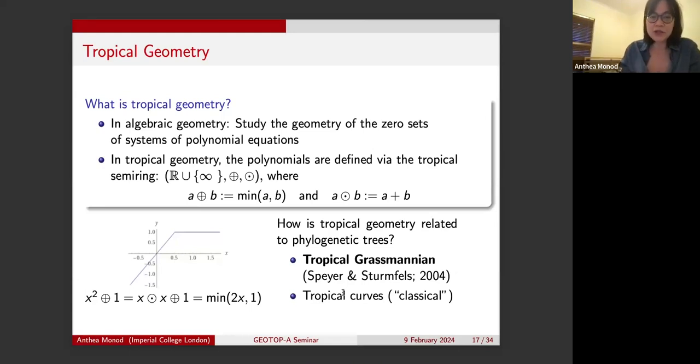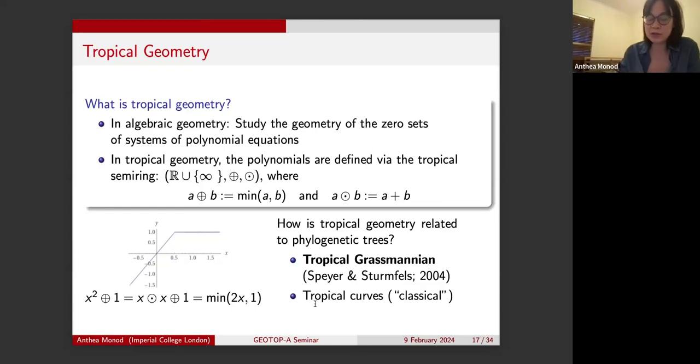Using these two operations, you can define functions and polynomials. Here's an example of a tropical polynomial: x squared plus 1 looks like this. Because you have these operations, they're linearizing. It's just giving you the minimum between 2x and 1. And how do we care? How is tropical geometry related to phylogenetic trees? It turns out that they're related by this really elegant result by Bernd Sturmfels and David Speyer, known as the tropical Grassmannian.